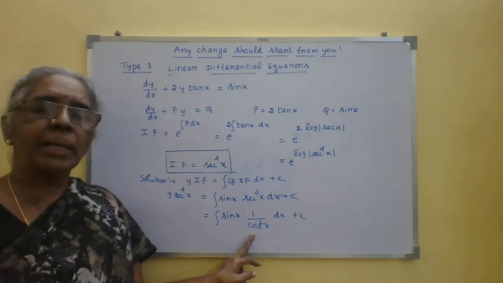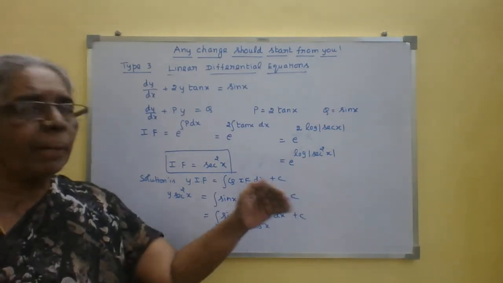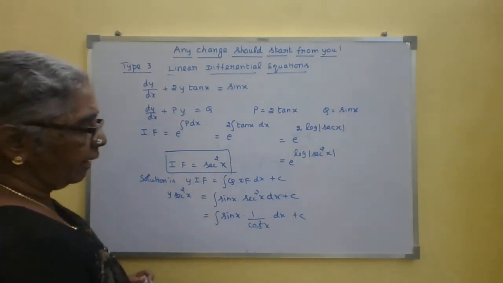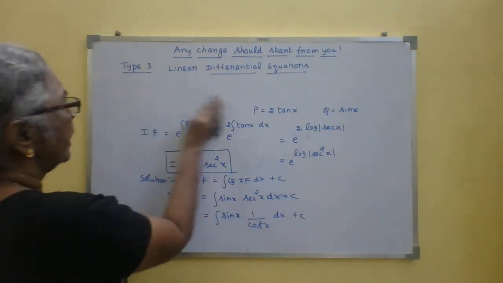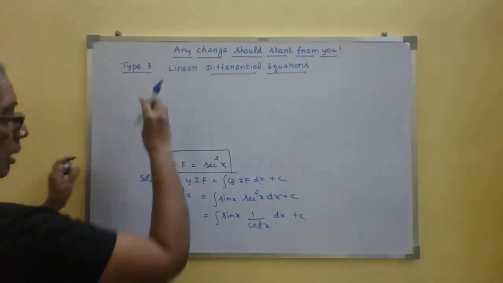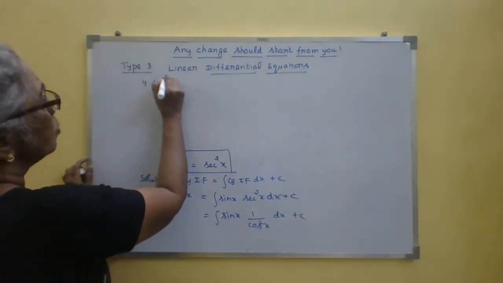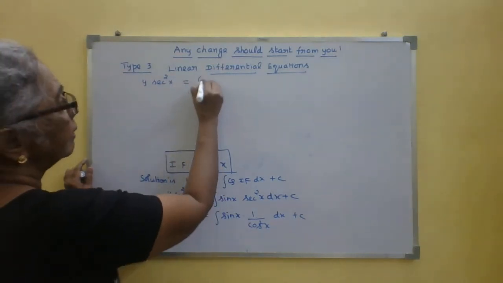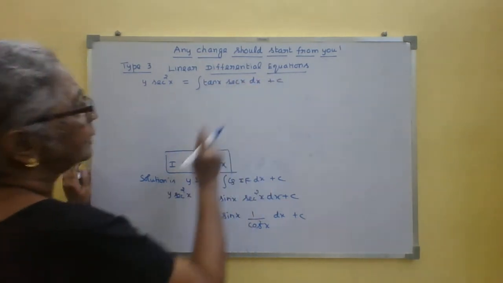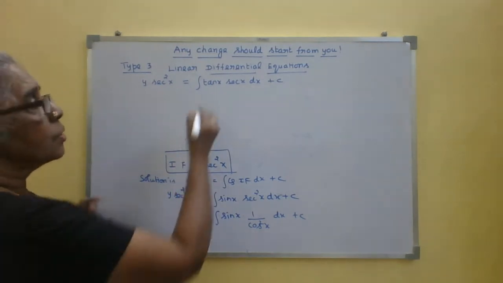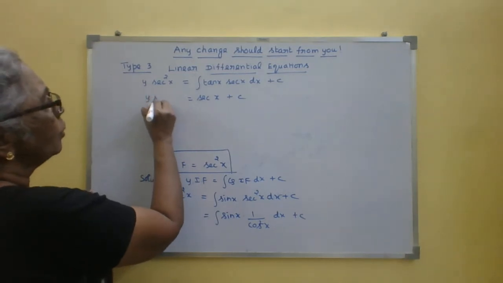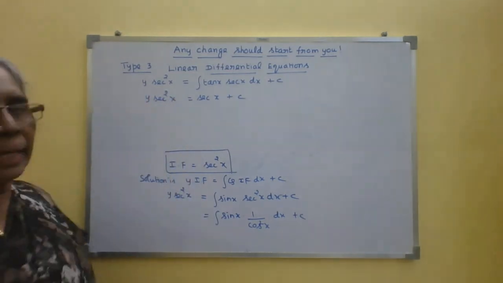Now sin x by cos x is tan x and 1 by cos x is secant x. So you can write the integrand as integral tan x secant x dx. Like that you can write. So now you can write y secant squared x is equal to integral tan x secant x dx plus c. Now you know it's a straight formula. So you have here secant x plus c. Here you have y secant squared x, right?